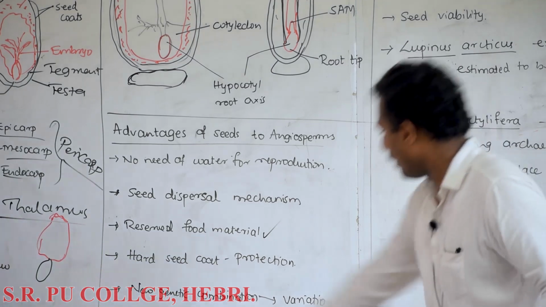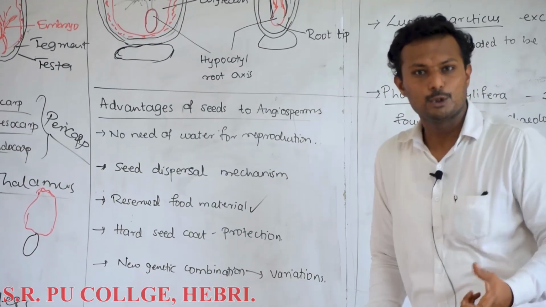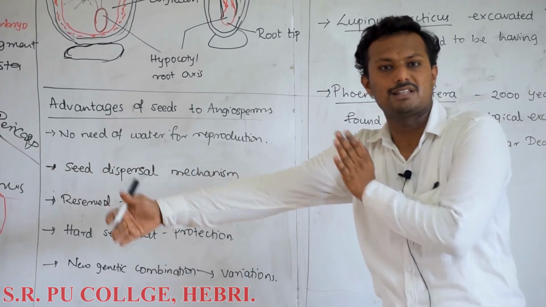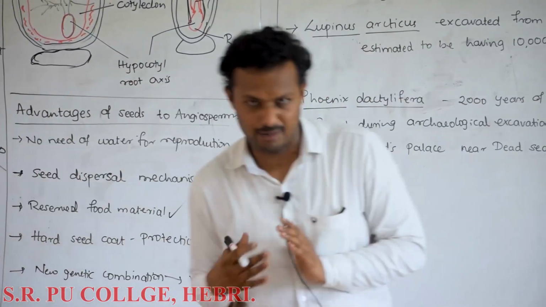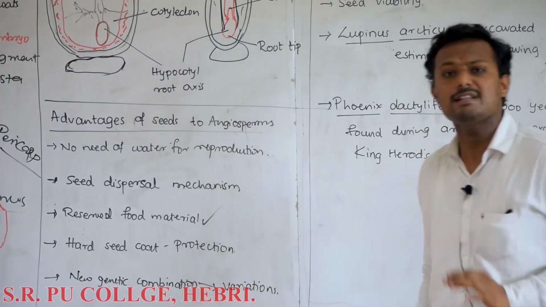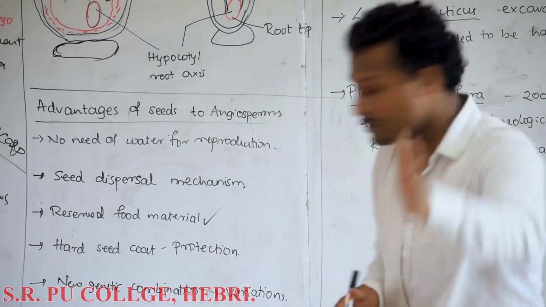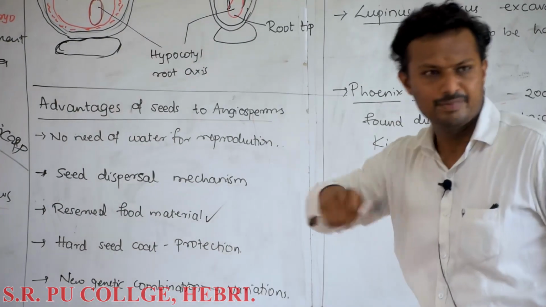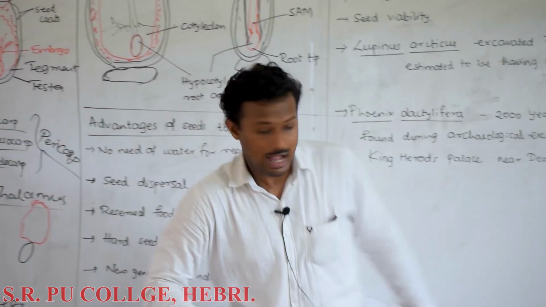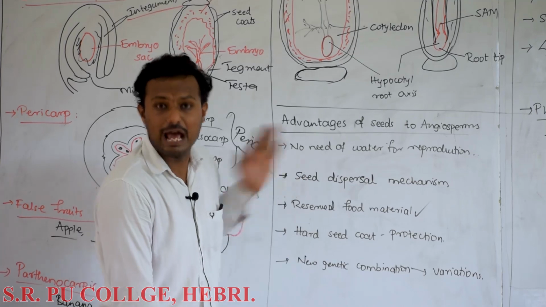This will bring about a new genetic combination, and when it sprouts to produce the next progeny, that will have some new genetic characteristics. This is what is called variation. We have discussed variation in the previous classes also. Variation means a small genetic change from the parents in the next offspring. In the long run, variations are going to bring about evolution, right? So that is about variations, and these are some advantages of seed for angiosperms.